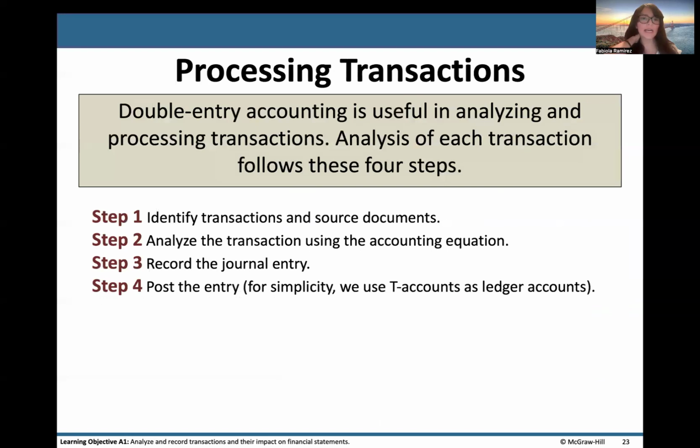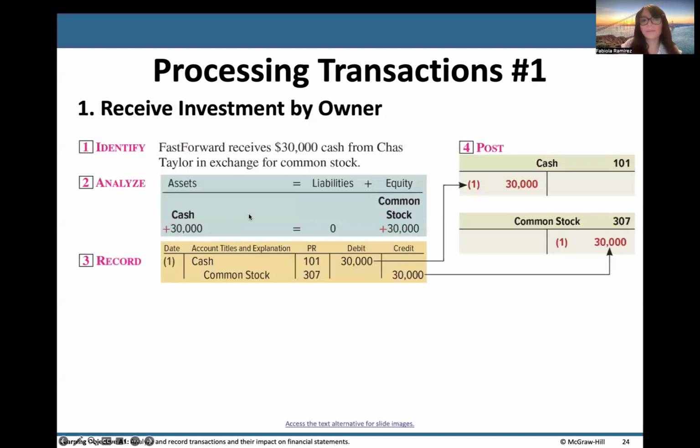So processing transactions. Double entry accounting is useful in analyzing and processing transactions. Analysis of each transaction follows these 4 steps. So we kind of already touched on this, but first we identify the transactions in the source documents. We analyze the transactions using the accounting equation. We need to know, for example, if cash was involved, that that affects the cash account, which is an asset account. Step 3 would be to record the journal entry, and step 4 would be to post the entry.